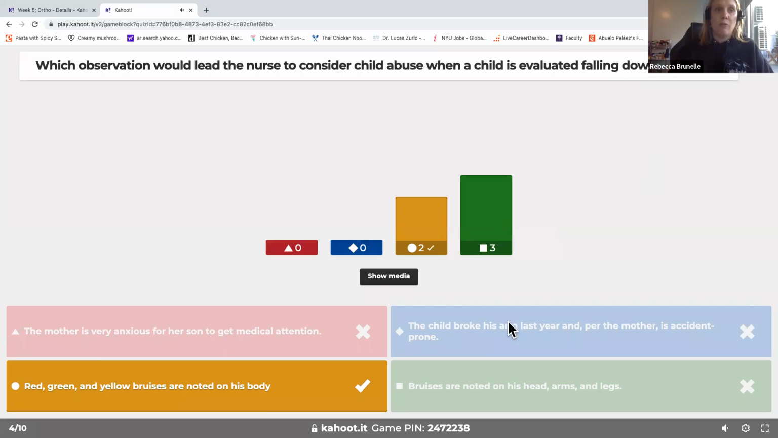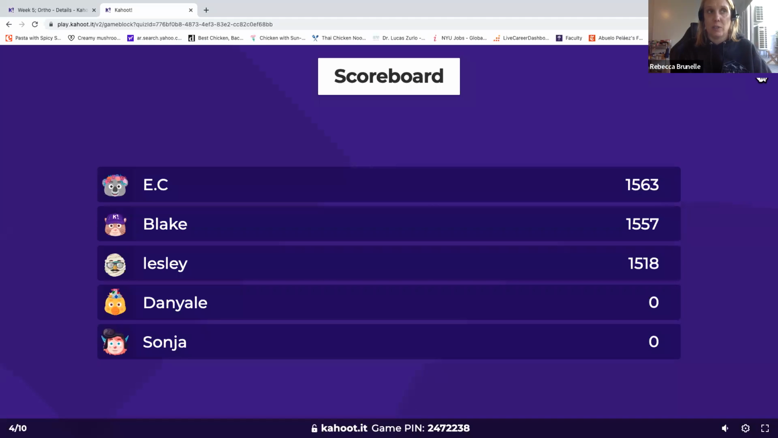Yeah, so he fell down the stairs, so he might have bruises all over his body, but you're more worried if the bruises are varying different colors, right? Because that's going to be more than one injury that caused bruises to have those different colors.